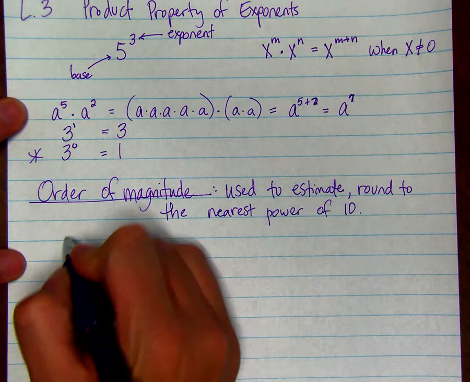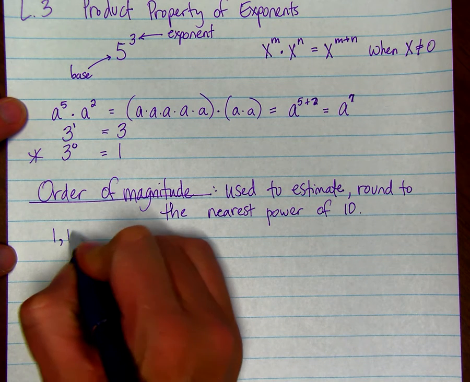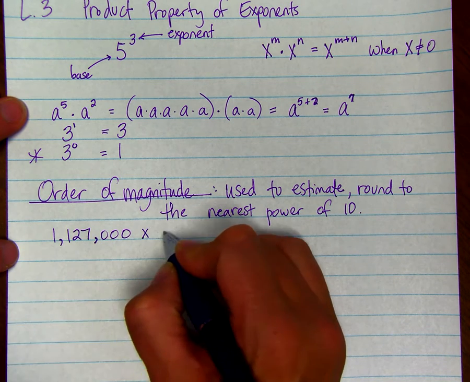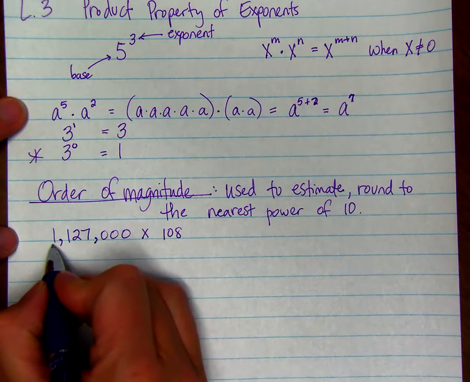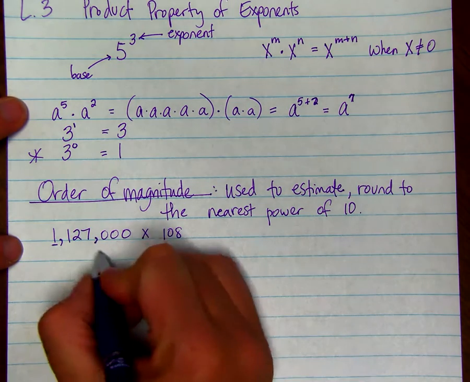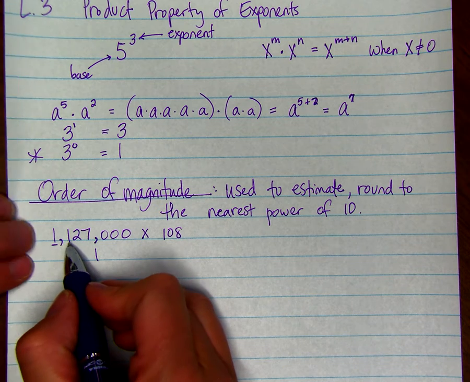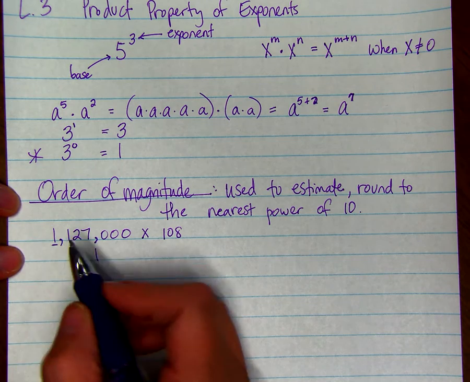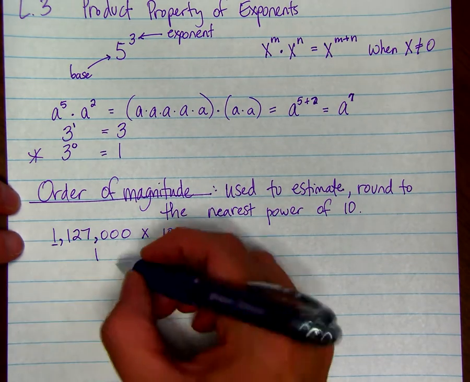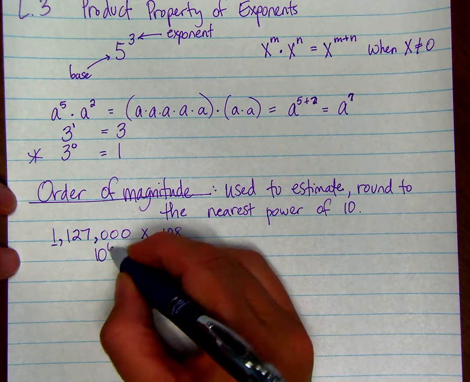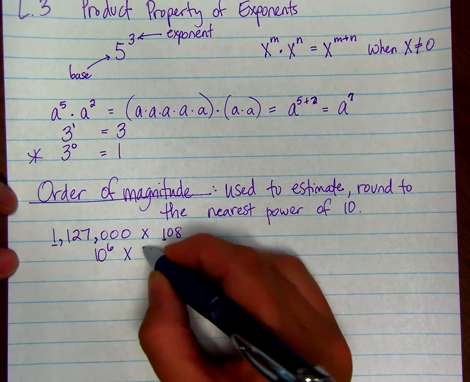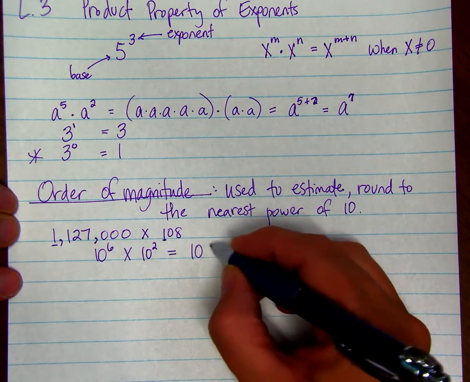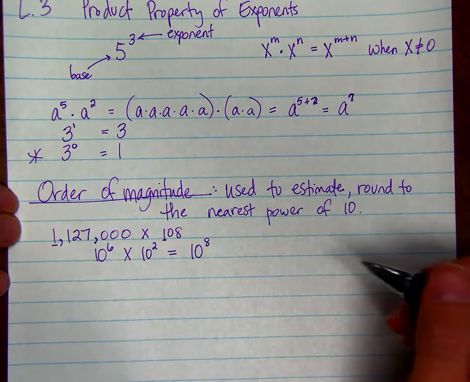So here's an example. If we had 1,127,000 times 10^8. So if you look here, the million is the same as, well, let's see. Millions is 10 to the 6th power, and since the number after it is a 1, we're going to keep it at 1 times 10 to the 6th, or just 10 to the 6th, times the hundreds place is 10 squared. So the order of magnitude for this problem is 10 to the 8th power, 6 plus 2.